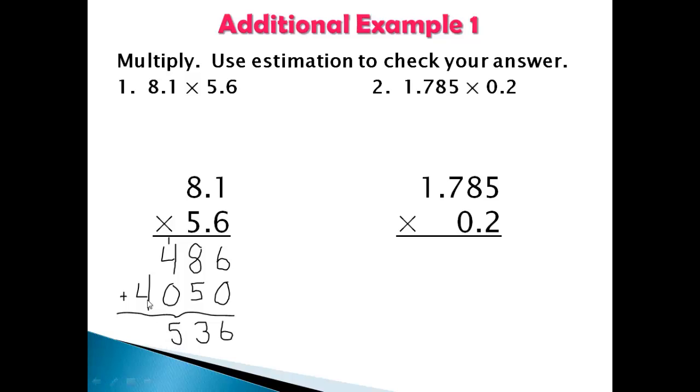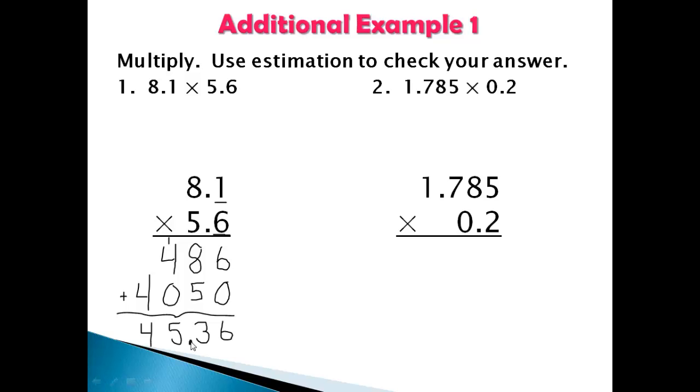And then 4 plus nothing would be 4. Now we need to figure out where our decimal goes. On our first number we have one digit after the decimal, and in the second number we have one digit after the decimal. 1 plus 1 is 2, so we're going to move up our decimal 2 places, 1, 2, and we're going to put it right here in between the 5 and the 3. So our answer is 45 and 36 hundredths.